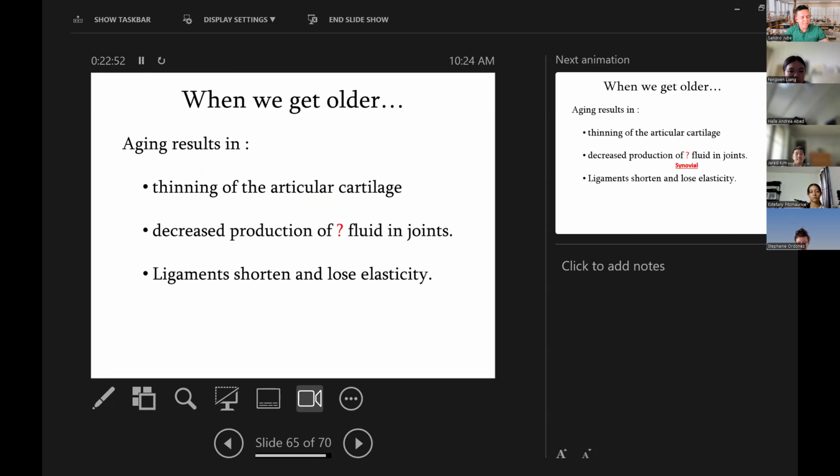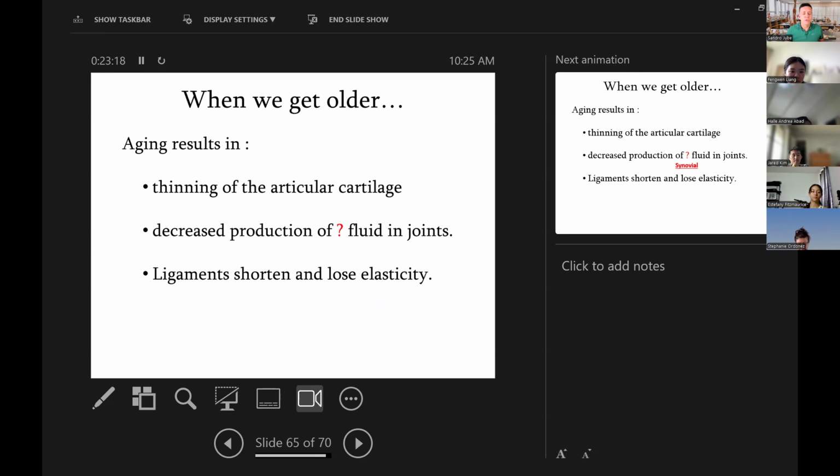Now, what happens as we get older? I know I should change this. I always end the chapters on a depressing note. But hey, we're all going to get old. Unfortunately, it's going to happen to all of us. But what's going to happen when we get older is that our articular cartilage is going to become thinner. And that is natural, okay?